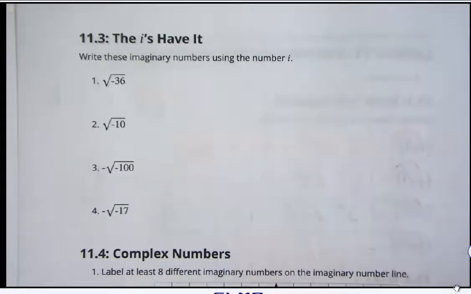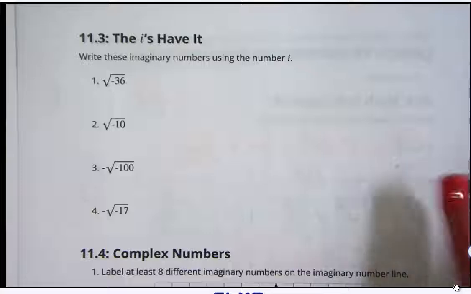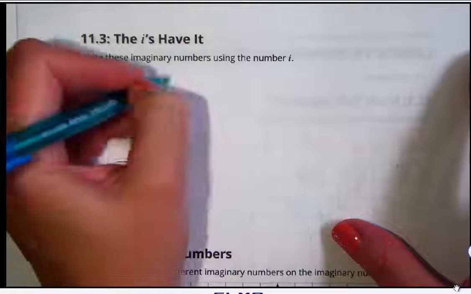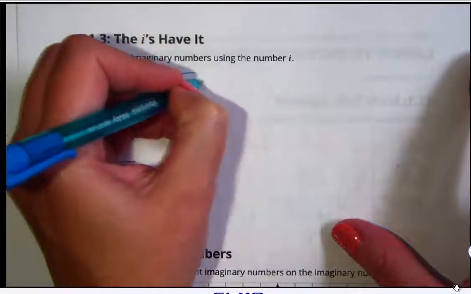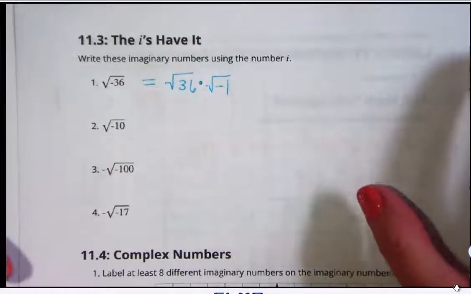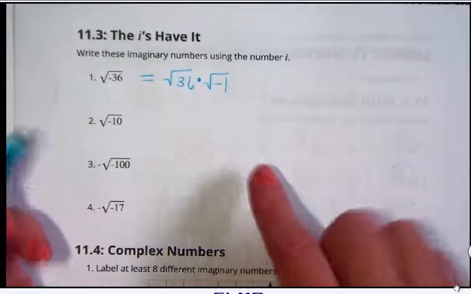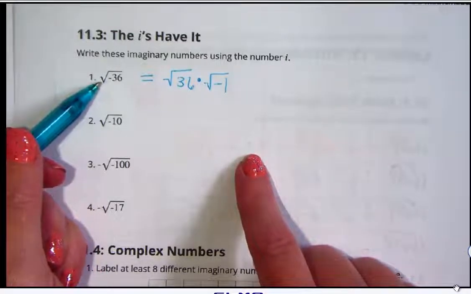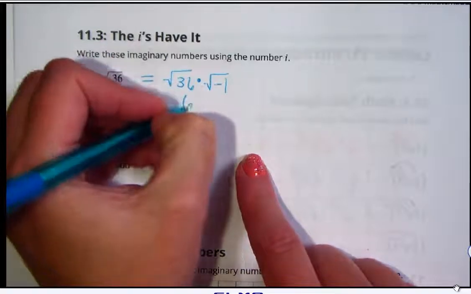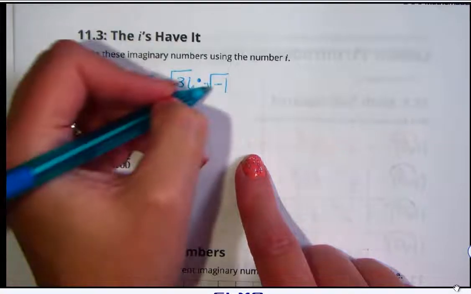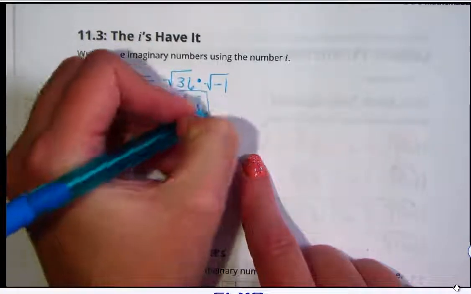When the i's have it, just like we did previously, we want to break it up into some more familiar ideas. So if I can break this up into the square root of 36 times the square root of negative 1, that's a multiply there. Well, the square root of 36, remember now I'm given a square root in the problem, I'm not given squared. Square root of 36 is the positive 6, because I need only the positive radical. Square root of negative 1 is i.